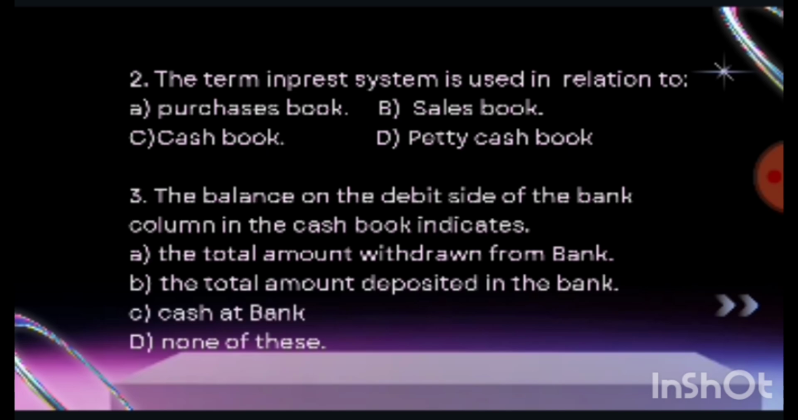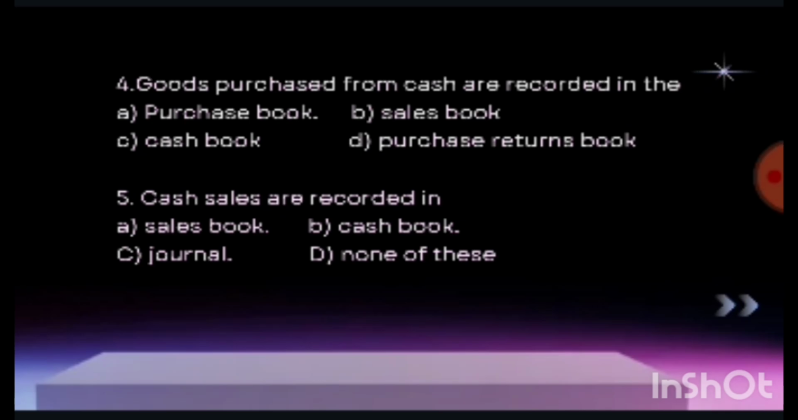Third question. The balance on the debit side of the bank column in the cash book indicates the total amount withdrawn from bank, the total amount deposited in the bank, cash at bank, none of these. So the answer is cash at bank. Goods purchased for cash are recorded in the purchases book, sales book, cash book, purchase returns book. So the answer is cash book. Goods purchased on cash is always recorded in the cash book.